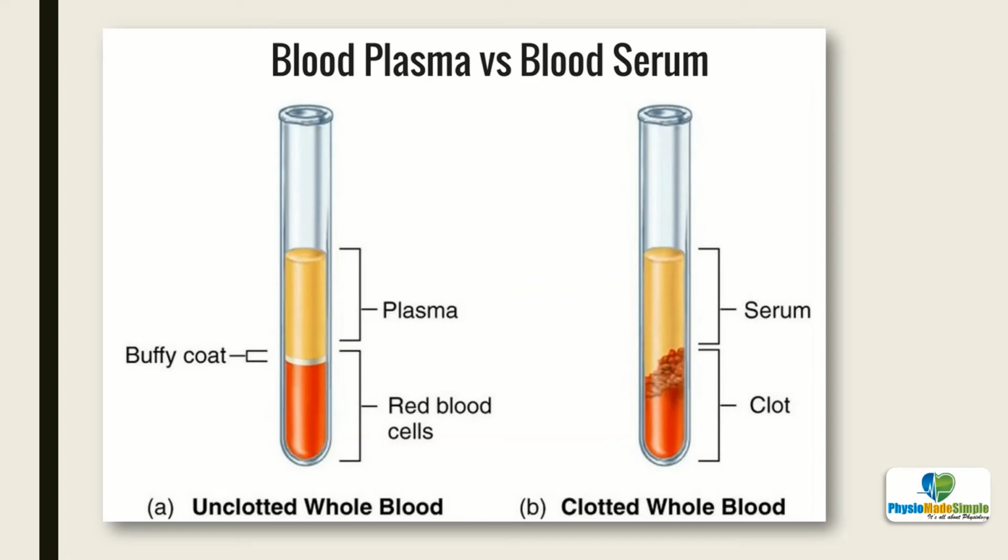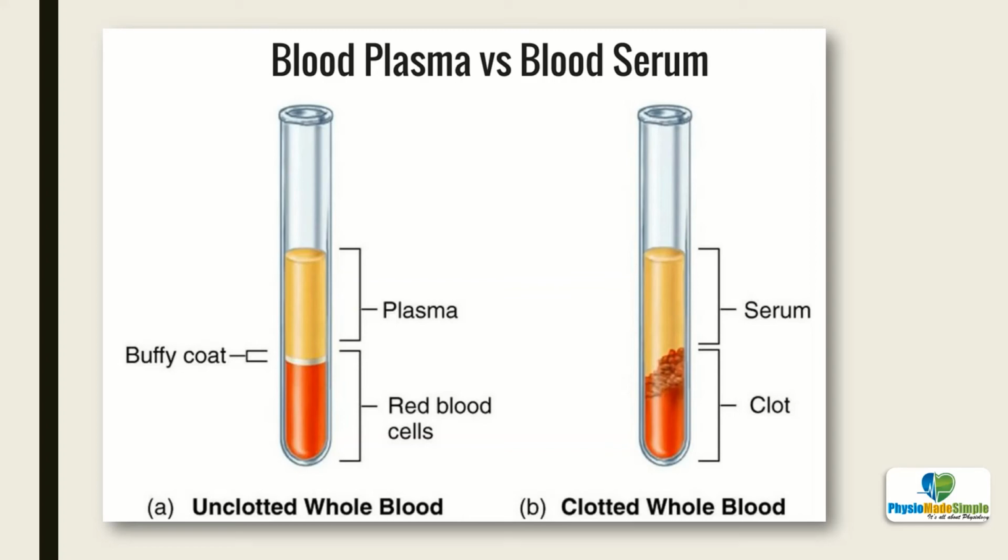So in order to prevent clot formation, usually when blood is drawn out of our body, anticoagulants are mixed. In the first picture you can see unclotted blood, that is, anticoagulant-mixed blood taken in the test tube and centrifuged, and you can see the plasma, red blood cells and buffy coat. But in the second picture you can see clotted whole blood.